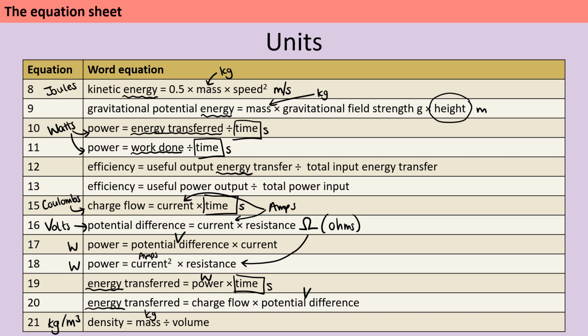So they could give you masses in grams and volumes in centimetres cubed and ask you to work out density in grams per centimetre cubed, but normally we'd have volume in metres cubed.